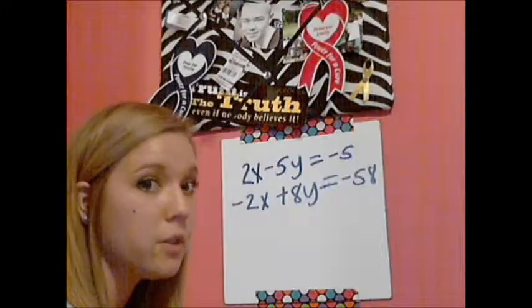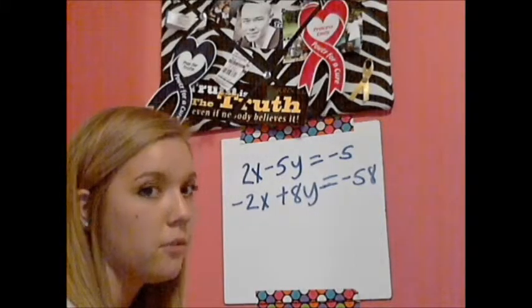Now it's time to look at these examples that affect... Oh, crap. Negative 2x plus 8y equals negative 58.